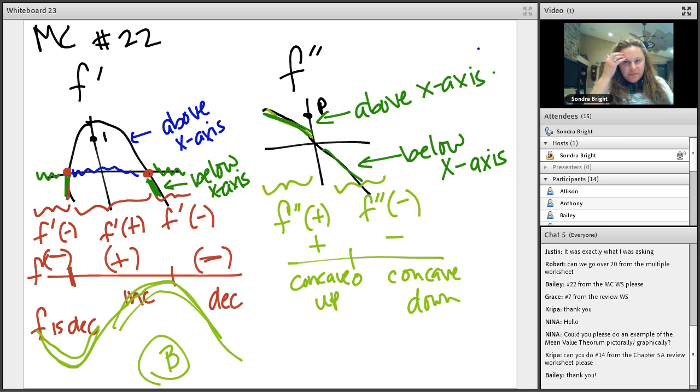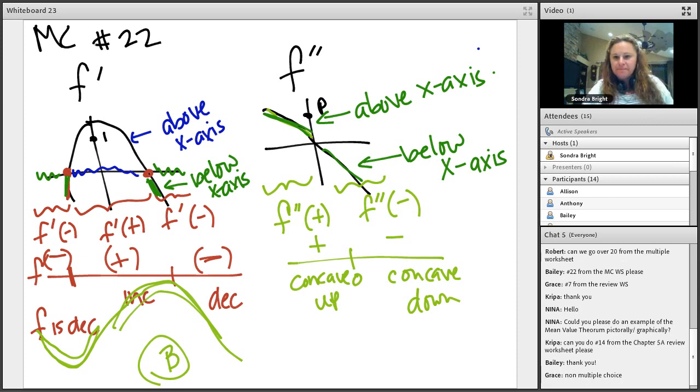Number 7 from review worksheet. Are you talking about the multiple choice one or the non-multiple choice one? Number 7. Okay, yeah. Sounds good.